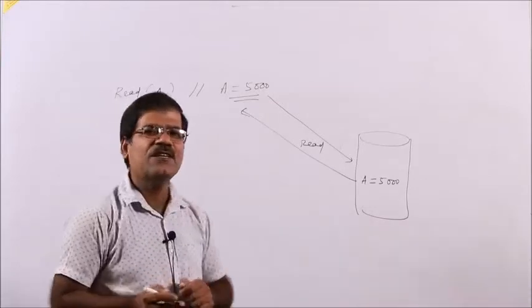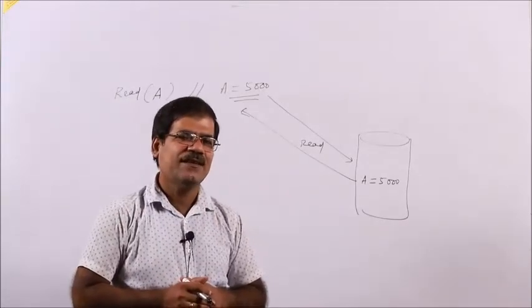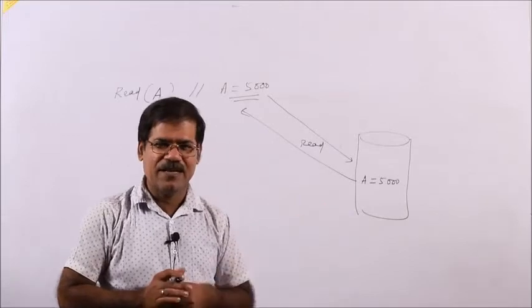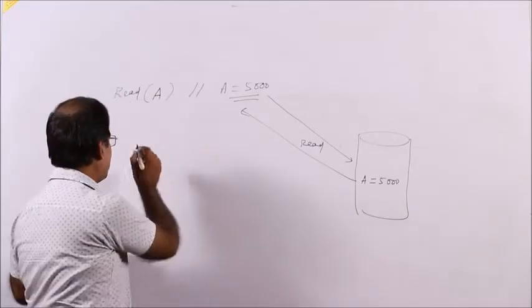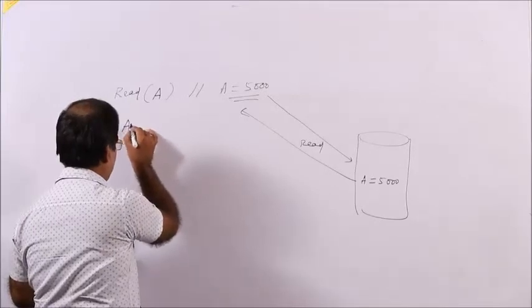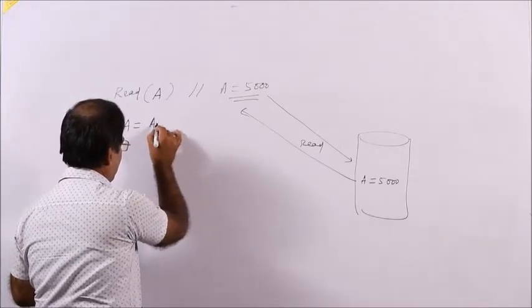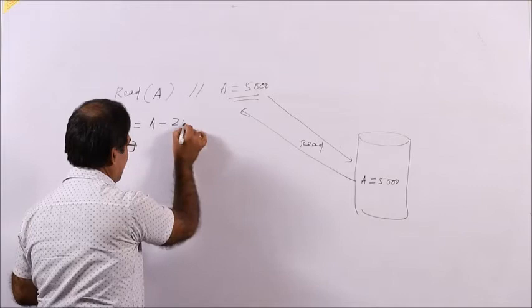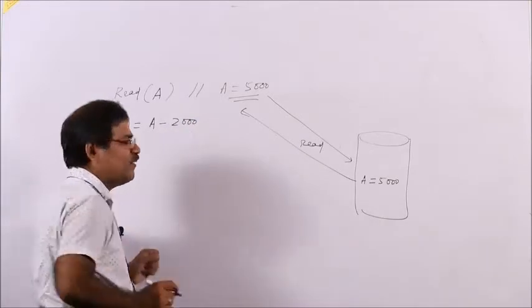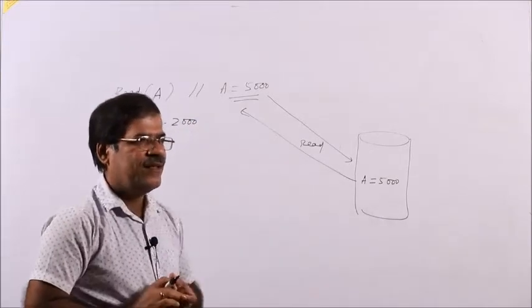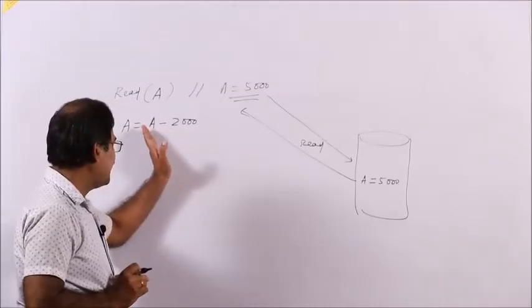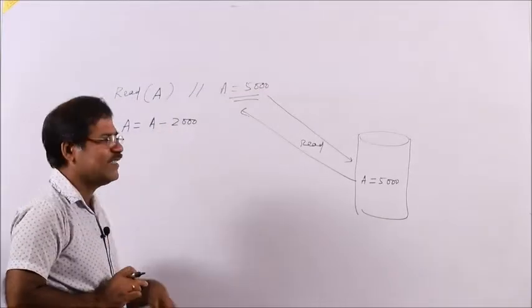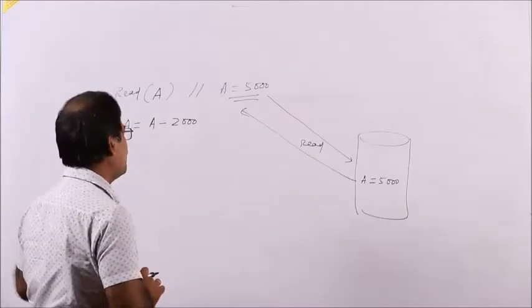Suppose I want to withdraw something, so whatever value is available in account A is updated. So A will be A minus 2000, obviously, because I want to withdraw 2000 rupees. Whatever the value of A, 2000 will be withdrawn from it. That means A is equal to A minus 2000. That means you withdraw 2000 rupees.